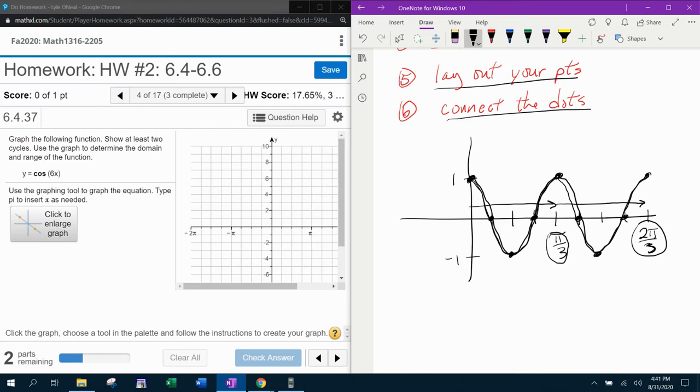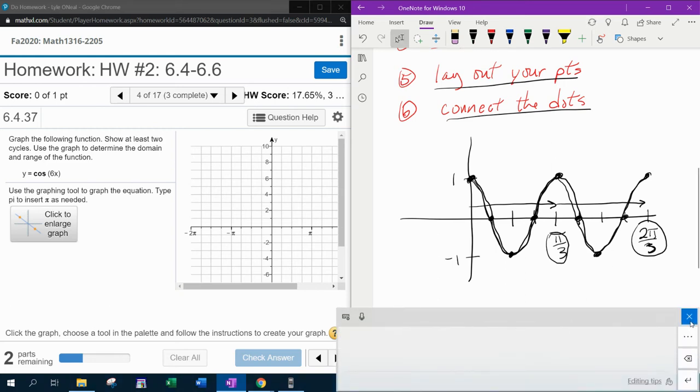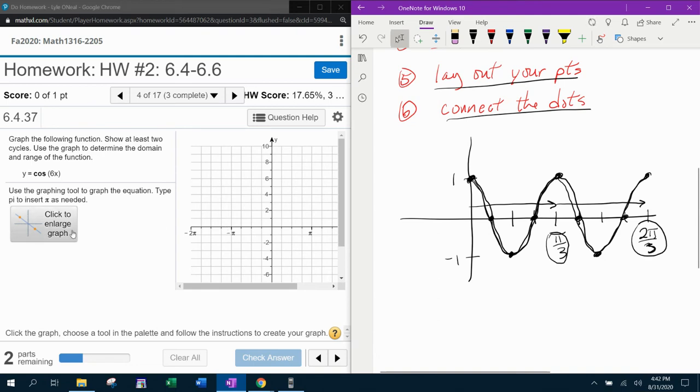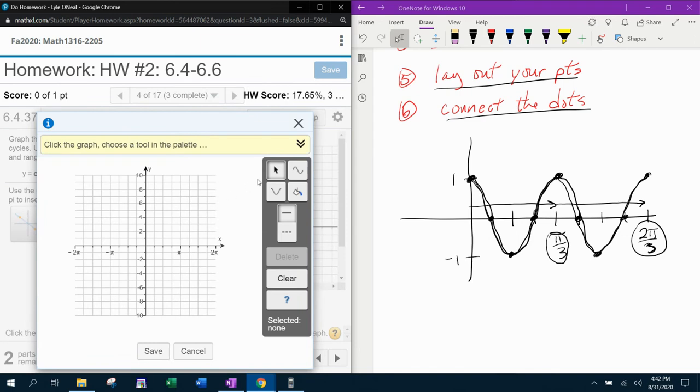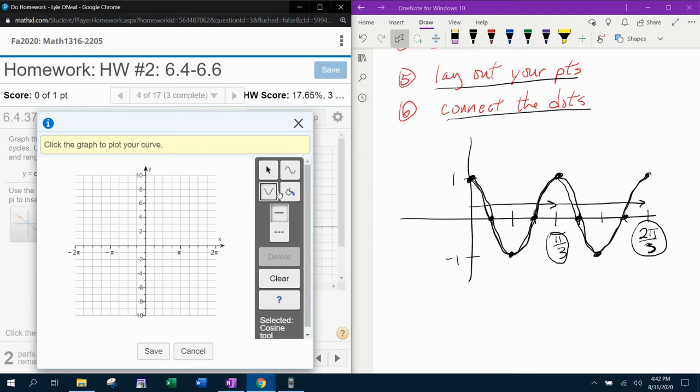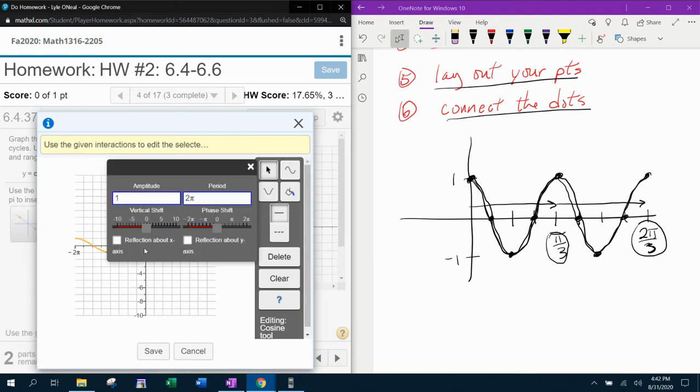Okay, so now what we're going to do is see if we can turn our manual graph into an electronic graph. Let's do this electronically. We're going to click to enlarge the graph. You've got a sine tool and a cosine tool. We're going to use the cosine tool and click on the graph, and then we're going to change the settings to fit our function, okay? So our amplitude was 1, so we're going to leave the amplitude 1. Our period is not 2 pi, it is pi over 3, okay?